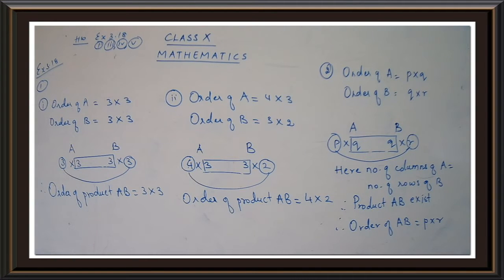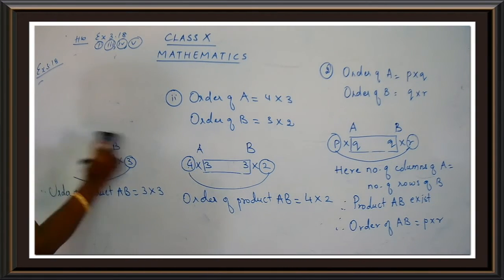Okay. Now let us go for the second half of the question. We have found AB. Yes, children? Now let us try to find out BA. So now we are going to check whether we are able to find the product. If the product exists, then only we can write the order. If there is no product, we cannot write the order. Getting my point, children? Okay. So let us go for the second part.